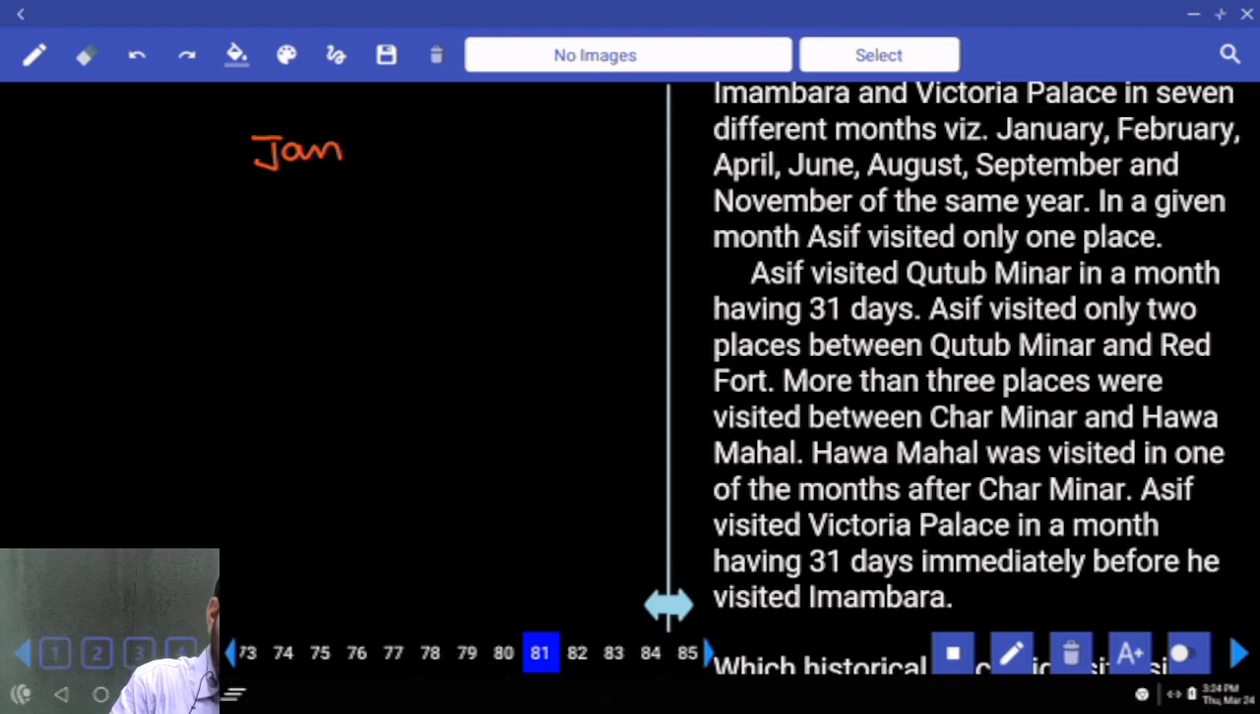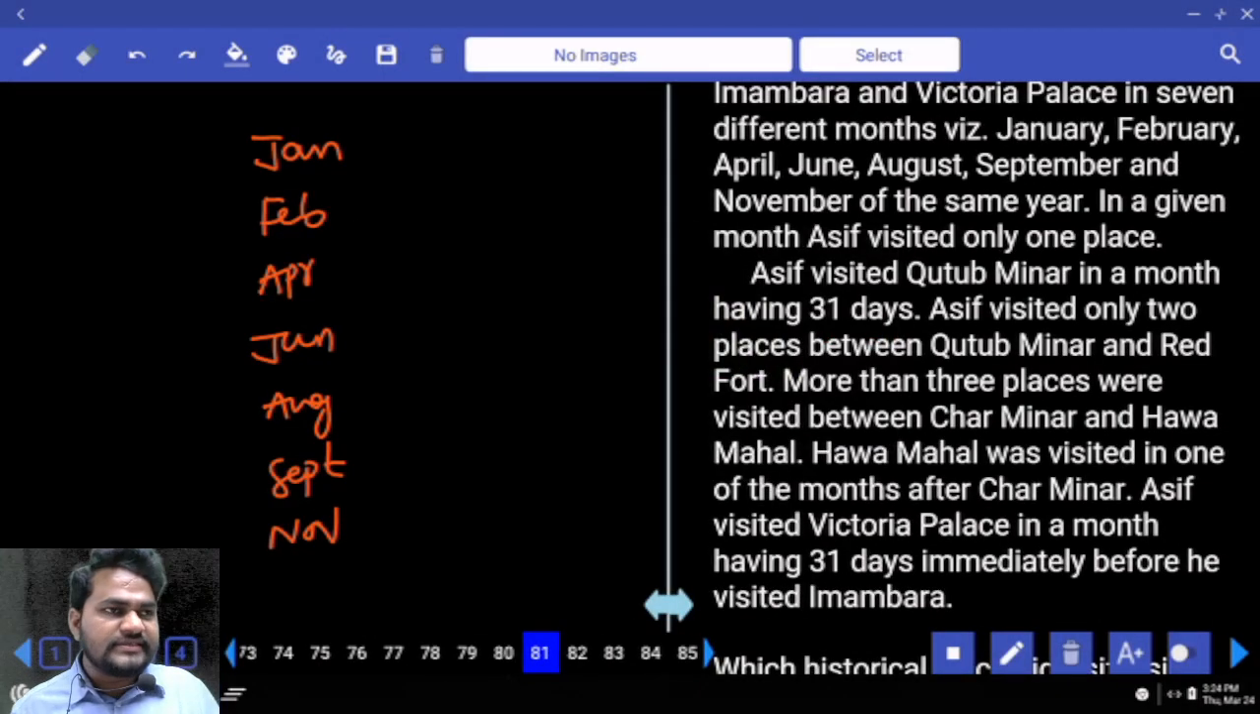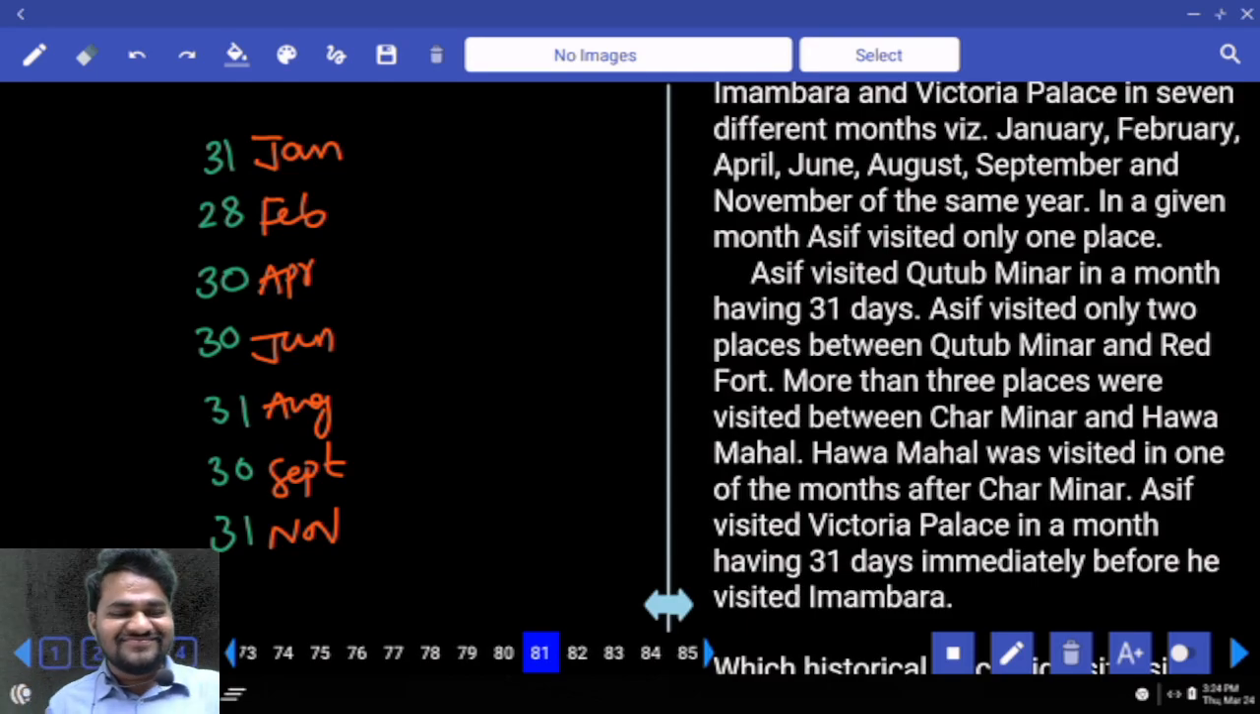After January, February. Next April, June. Next August, September and November. Next, let us consider the number of days in every month. January gets 31 days, February either 28 or 29, April 30, June 30, August 31, November 30.